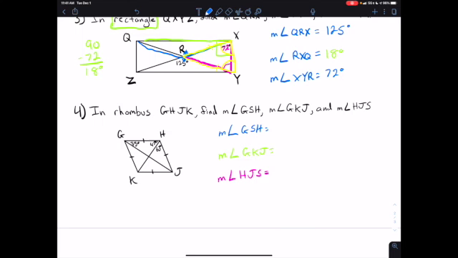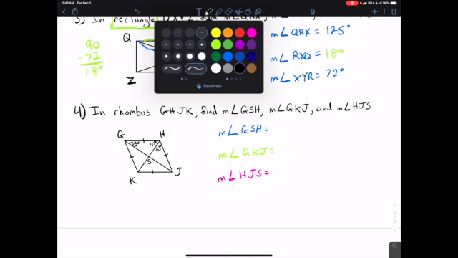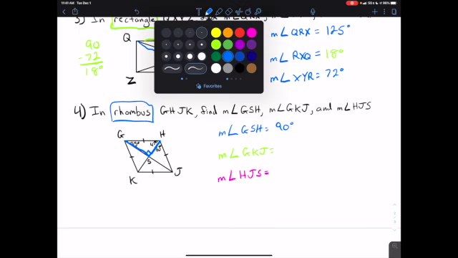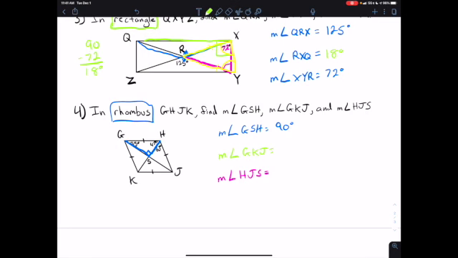All right, so let's start with the first one, GSH. S is the middle. By the way, I didn't write that in there. Sorry. S is this point in the middle. That's important. So GSH. This is a rhombus, so this one's really simple. It's 90 degrees because they're all angle bisectors. So all of these are 90 degrees in here. That one's an easy one. No real math involved.